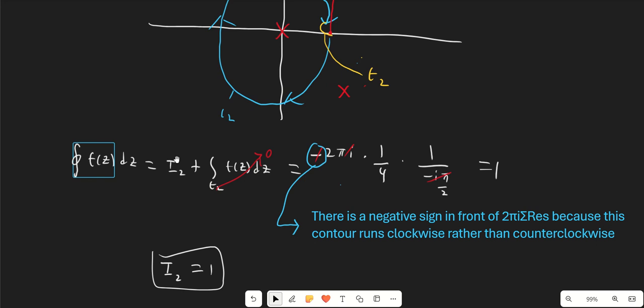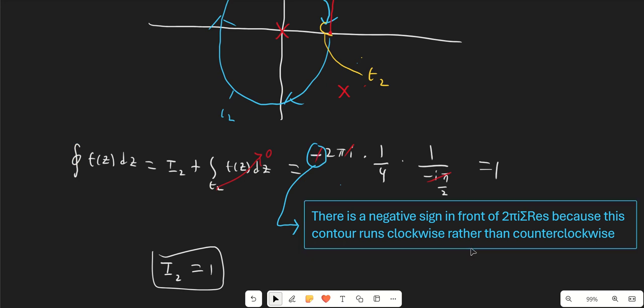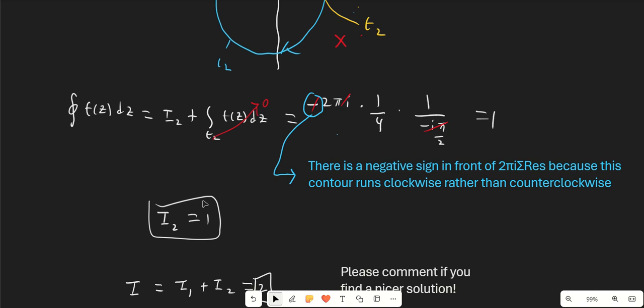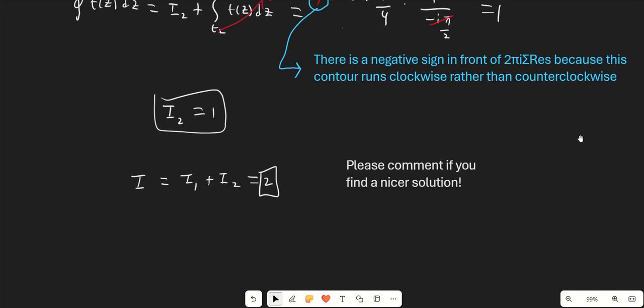The only difference is that now we actually have a negative sign here because the contour runs clockwise rather than counterclockwise, so that means the value of the contour integral is negative 2 pi I times the sum of the residues. And then that's balanced out by the fact that we have a negative I pi over 2 for our natural log of negative I, and this equals 1. So that means I2 equals 1, and overall our integral I is just I1 plus I2, which equals 2.